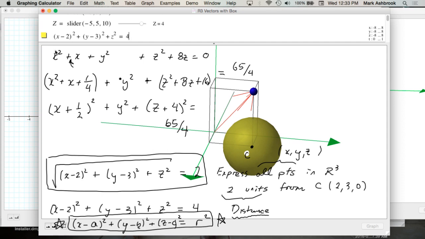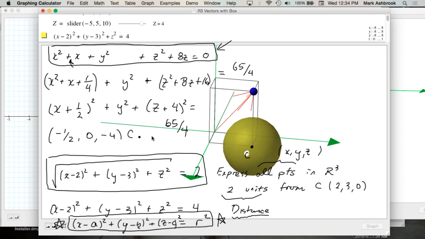So this original equation was the sphere with radius what? Square root of 65 over 2 is the radius of this sphere. And the center is? Careful. -1/2, 0, -4 is the center of that sphere. And this is the radius. Radius is square root of 65 over 2.